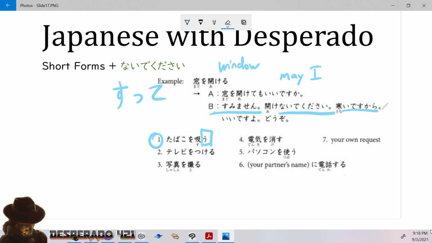Ellie. Sumimasen. So shite, we have to change su to short form. So if it's su, suwanai. Very good. Suwanai de kudasai. Very good.